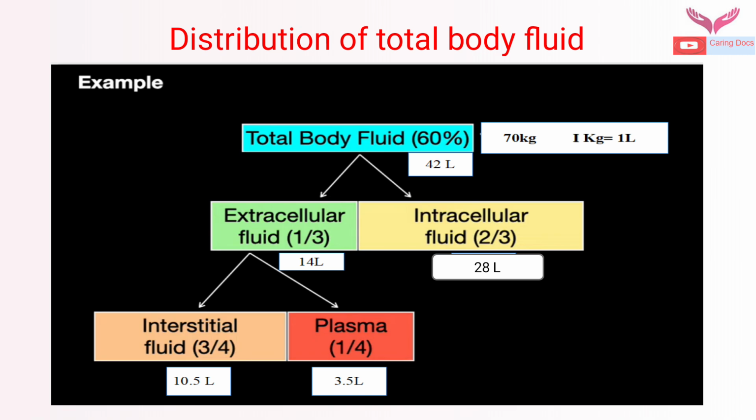The extracellular fluid is further subdivided into interstitial fluid and plasma. As we know, interstitial fluid is 3/4 of the extracellular fluid. It will be 10.5 liter, and the plasma will have only 3.5 liter of the body fluid.